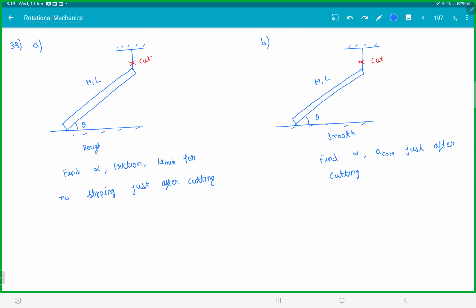Considering this thing, there's no slipping. Second case, it is slipping. You can't do anything. The friction with the ground is smooth, no? Case one, it is not slipping. Let's do the first part.